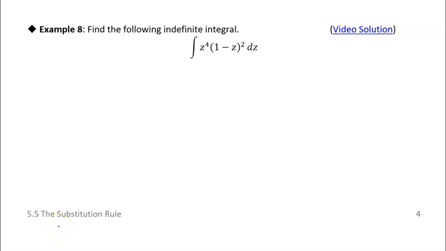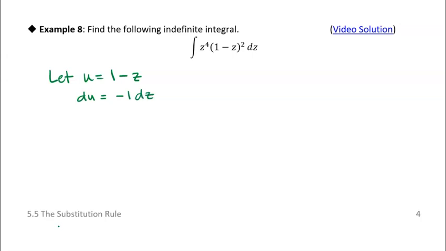All right, so we look for the inside function, right? So my instinct here is when I see this, I see I have 1 minus z inside a power function. So my instinct is to say, well, let's say u equals 1 minus z. All right, now du would be a negative 1 times dz.